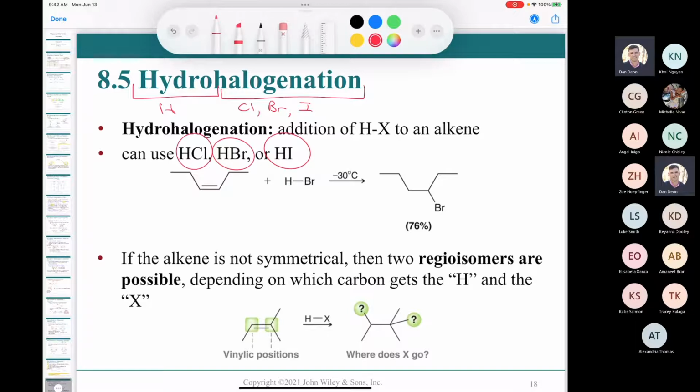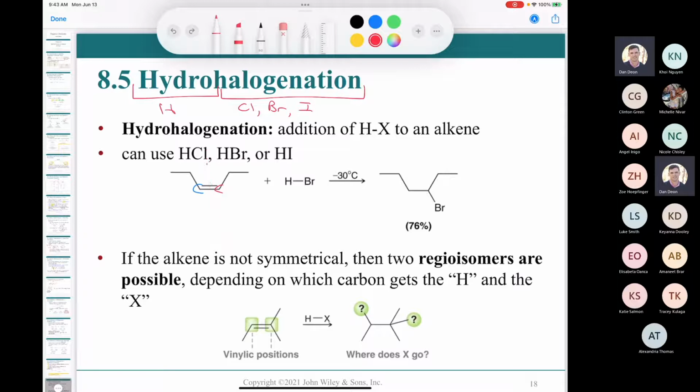So let's take a look at this first reaction here. We've got cis-3-hexene, this molecule right here, and we're treating it with some HBr. What's happening? Well, we've got two carbons in the double bond, don't we? We've got this carbon in blue, this carbon in red. There's no differentiation between the two because there's a plane of symmetry in the molecule.